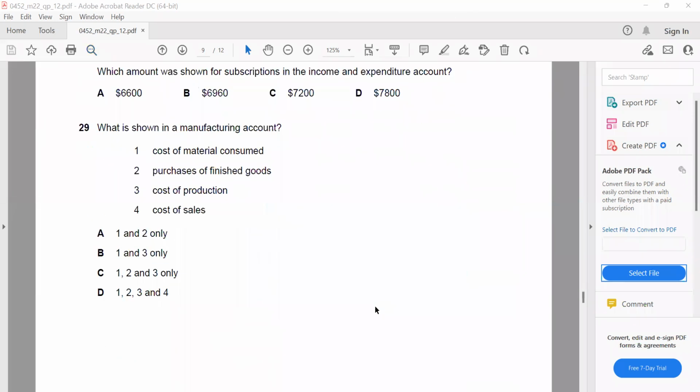Question 29. What is shown in the manufacturing account? In the manufacturing account, you will get material cost. Finished goods is under the income statement. Cost of production, you will show at the last. Cost of sales is under the income statement. So only 1 and 3. So the answer should be B.